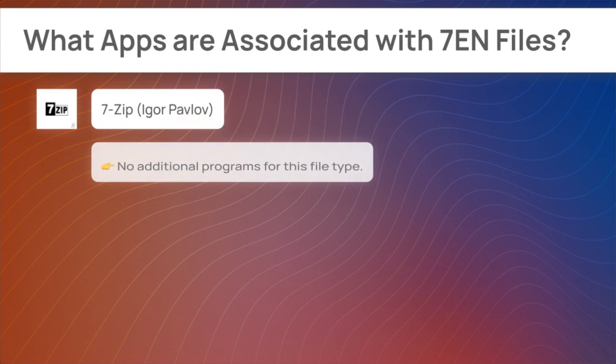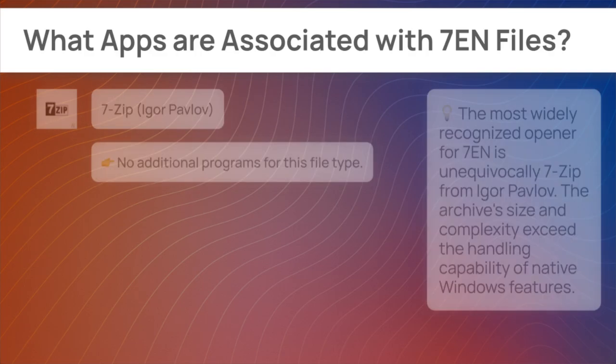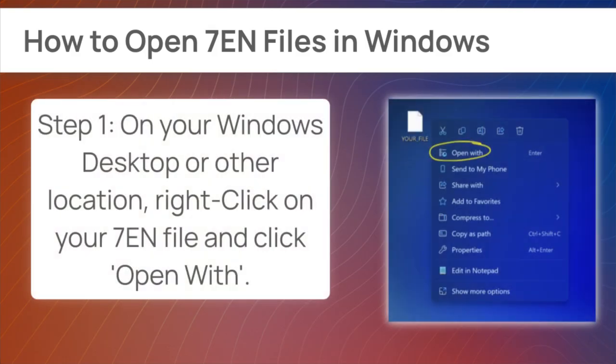7-zip from Igor Pavlov offers a certified solution for the 7EN file type. The archive's size and complexity exceed the handling capability of native Windows features. Windows provides no readable preview, so the correct decryption method is required for access. The solution begins by systematically testing the programs.